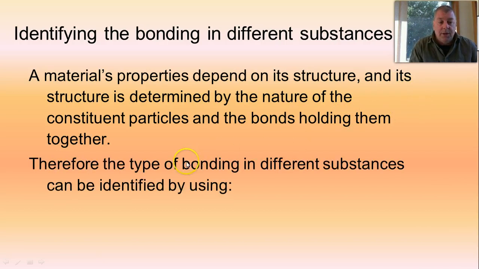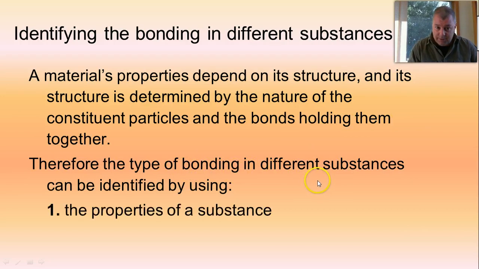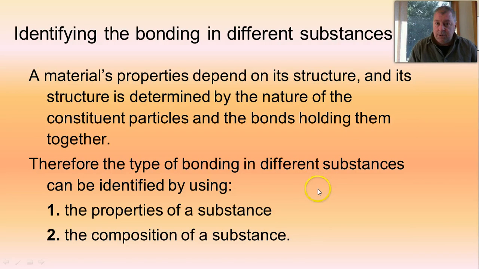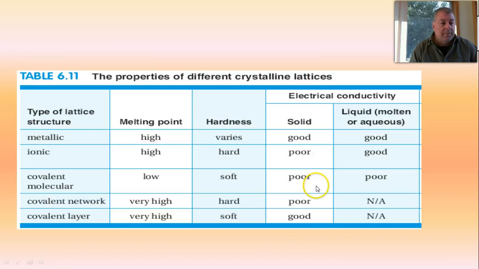Therefore, the type of bonding in different substances can be identified by using the properties of the substance and the composition of the substance. And often with our questions that we ask you, we don't tell you specifically what the substance is. We might just tell you the properties of a substance, or we might tell you the composition of a substance, but we don't tell you what it is, and you have to go the other way. So it takes a bit of practice to get your head around how we do that.